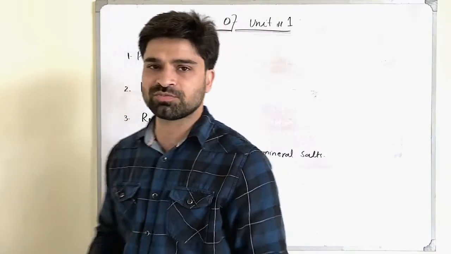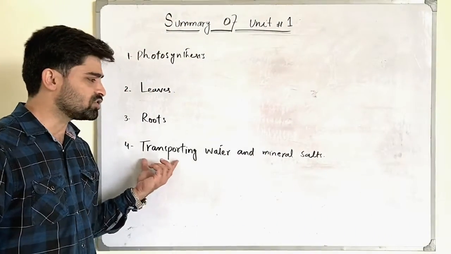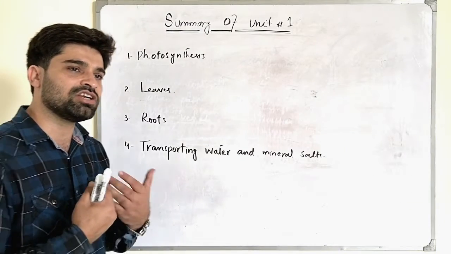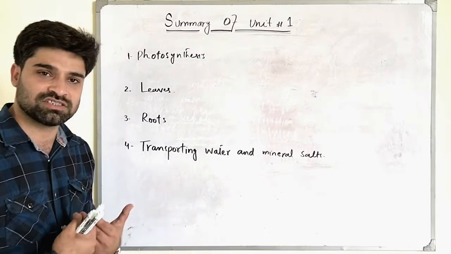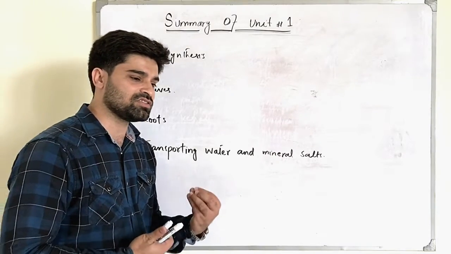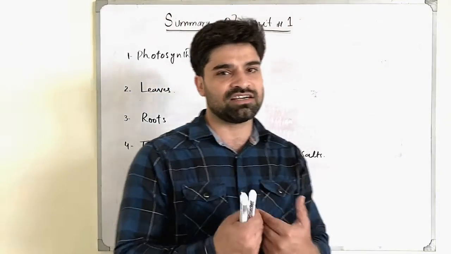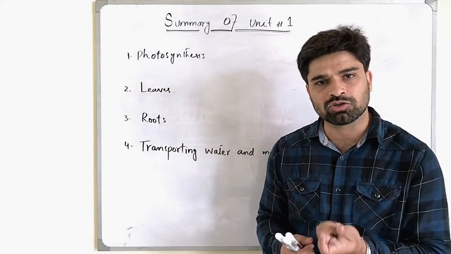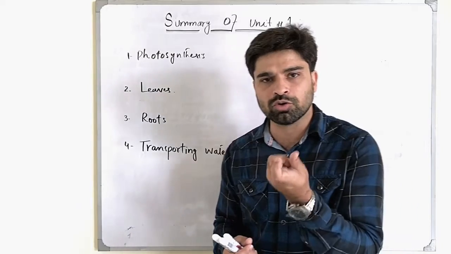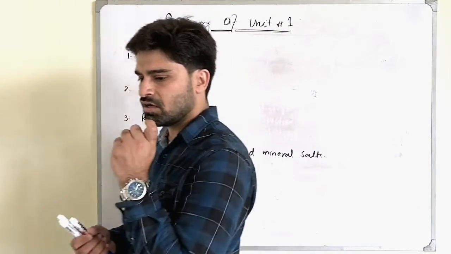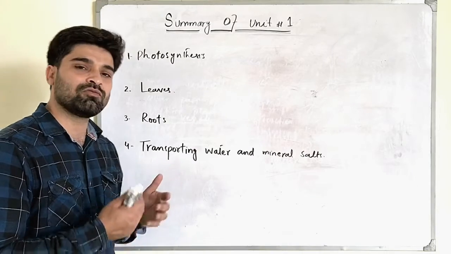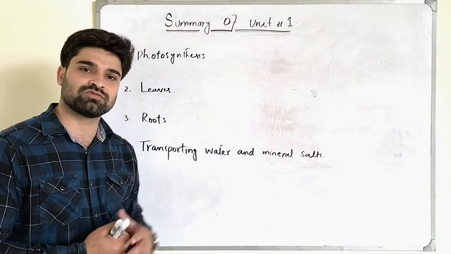And how is it transported? It is transported through particular structures, particular tissues, and they are xylem vessels. And xylem vessels are basically the lignified dead cells of the plants, which appear like a long hollow cylinder or long hollow tube, and that xylem vessel basically transports water to the other parts of the plants.